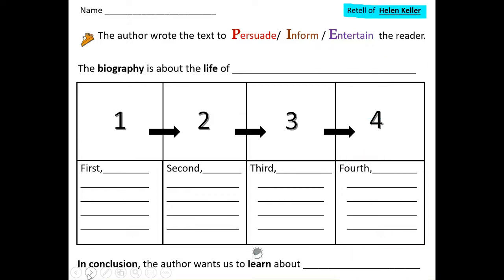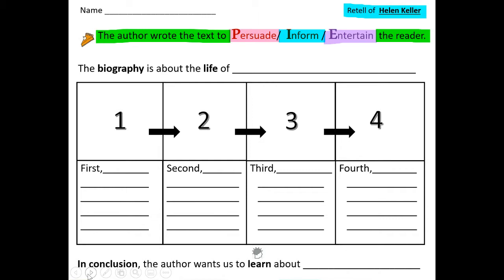Well, retell of Helen Keller, the author wrote the text to either persuade the reader that Helen Keller is the most interesting person in the world, or the author wrote the text to inform the reader, to give information about Helen Keller and how she's inspirational and to give facts about her life, or the author wrote the text to entertain the reader about a funny story about Helen Keller. So, why did the author write the text? Persuade, inform, or entertain?